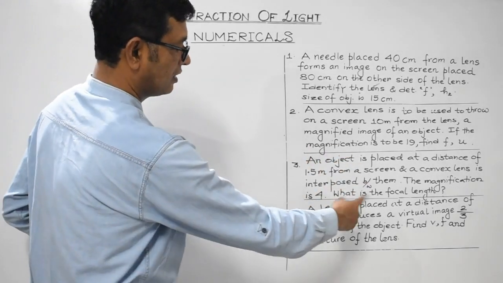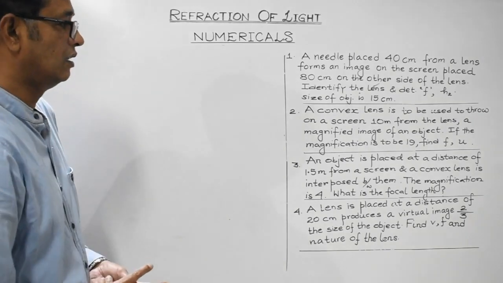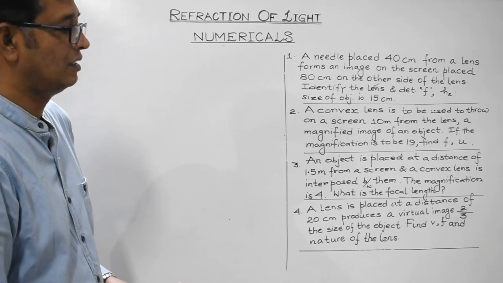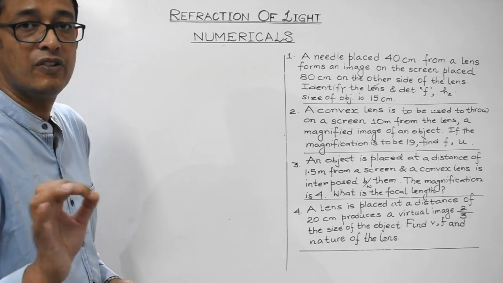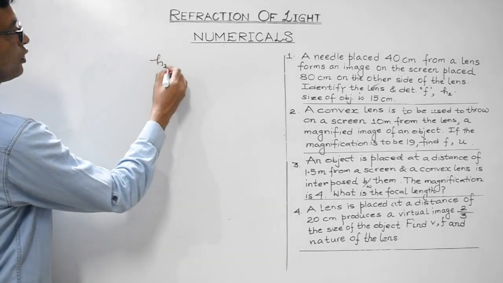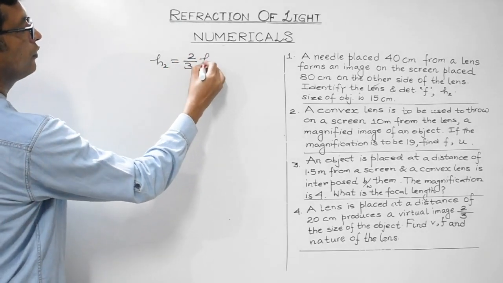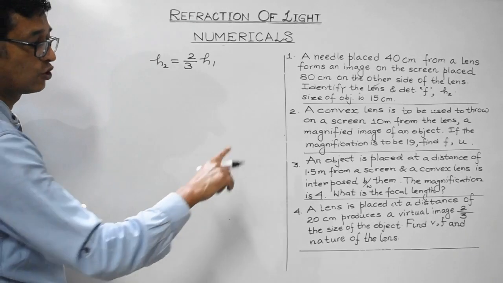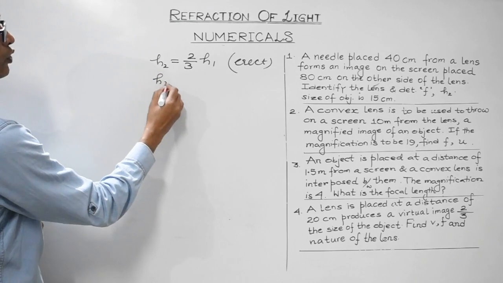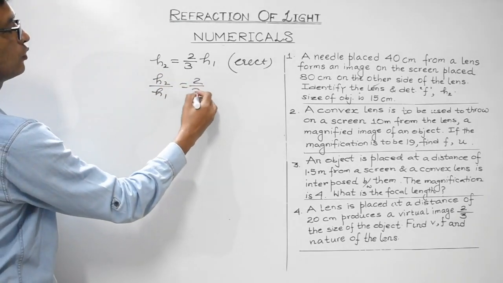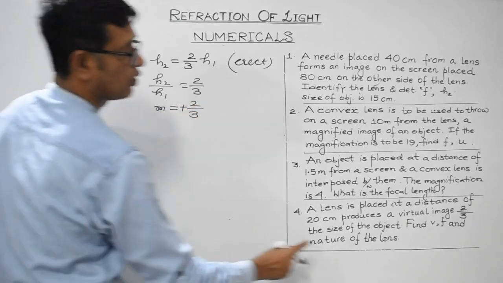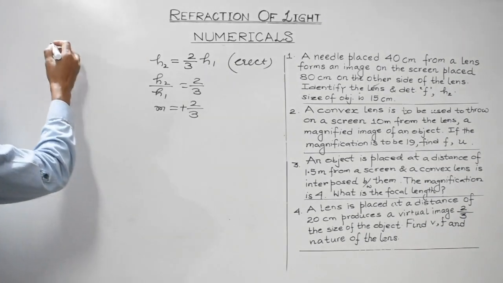Again, let's consider the question. A lens is placed at a distance of 20 centimeter, produces a virtual image 2 by 3 the size of the object. Virtual image, virtual and erect. 2 by 3 the size of the object. Okay, means h2 is equal to 2 by 3 of h1. It's given, virtual and erect. Since it's erect, so h2 would be positive. So h2 by h1 would be equal to 2 by 3. h2 by h1 is linear magnification, so it is 2 by 3. Why is it positive? Because virtual and erect, right?